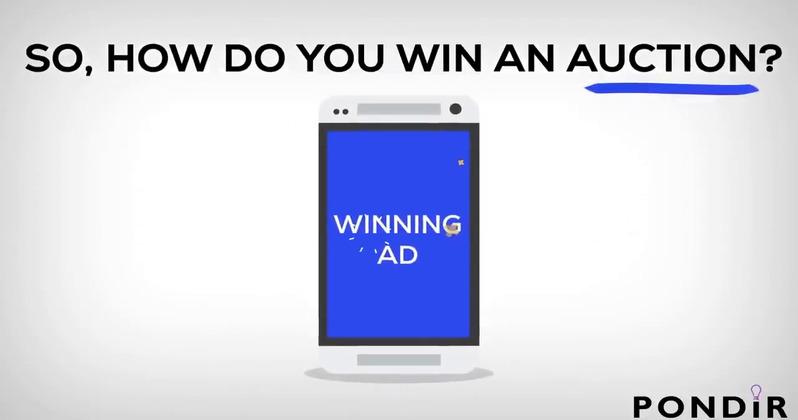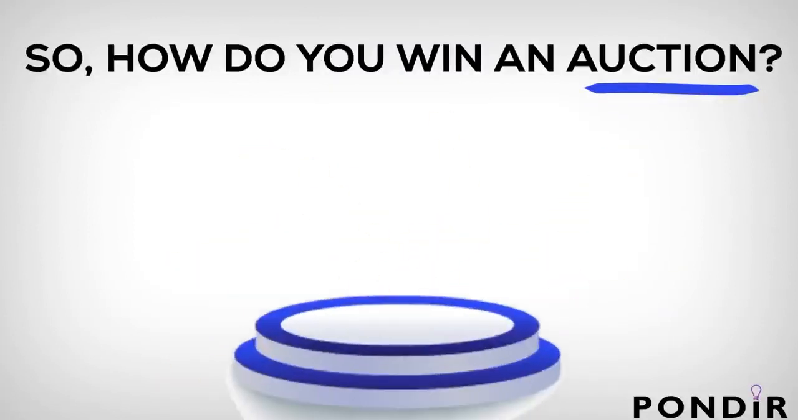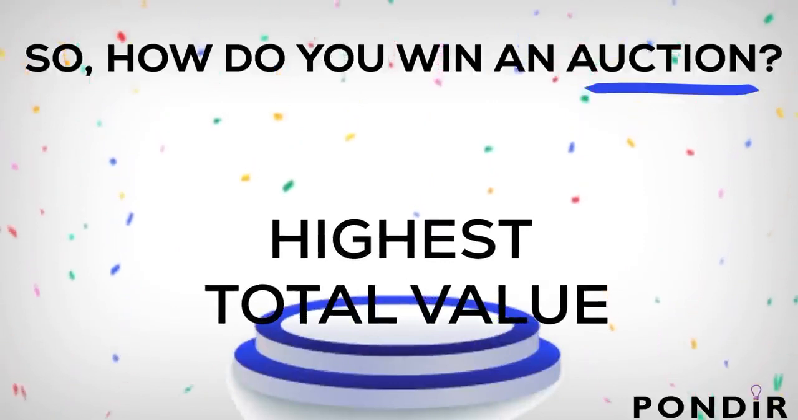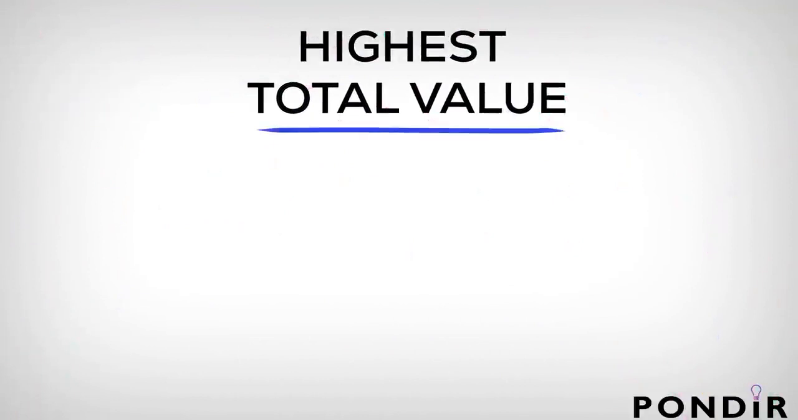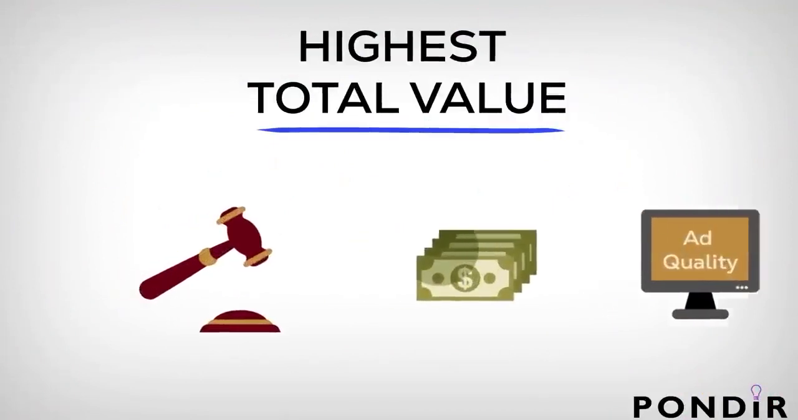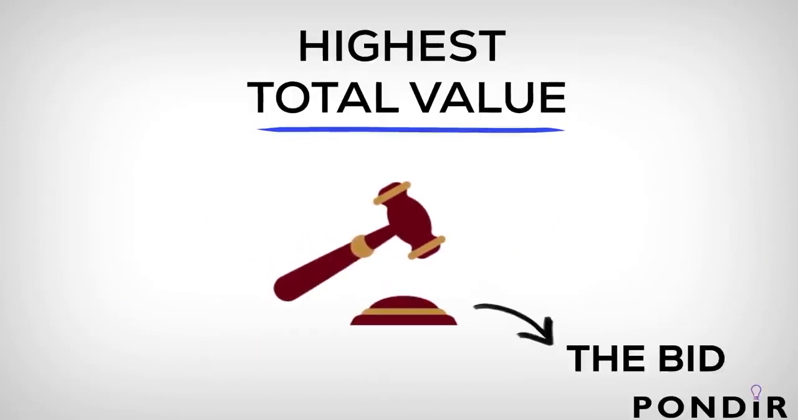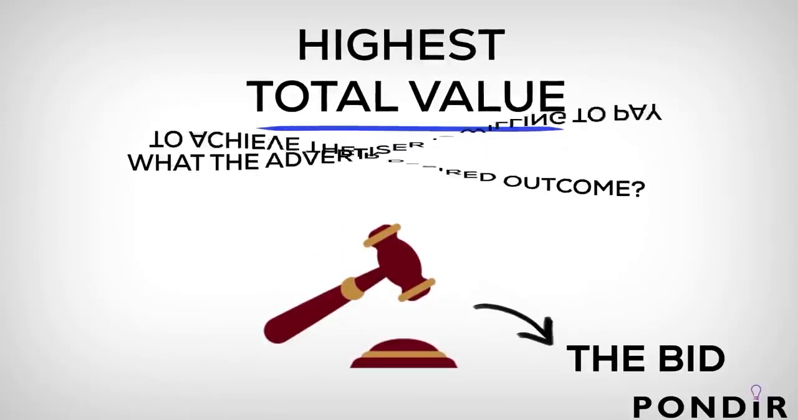To ensure that the winning ad maximizes value for both people and the business, the winner of the auction is the ad with the highest total value. And this is extremely, extremely important to take note of. The highest total value is a combination of 3 major factors. Number 1, the bid. The bid is placed by an advertiser for that ad placement. In other words, what is the advertiser willing to pay to achieve their desired outcome?